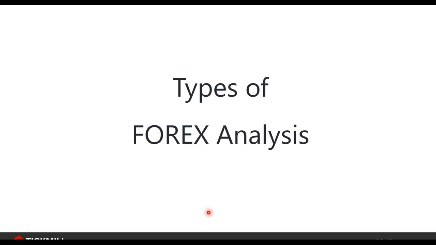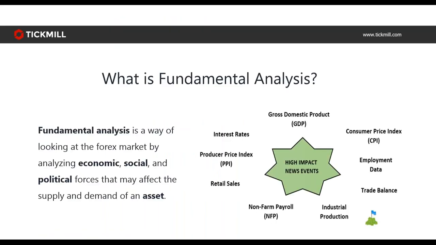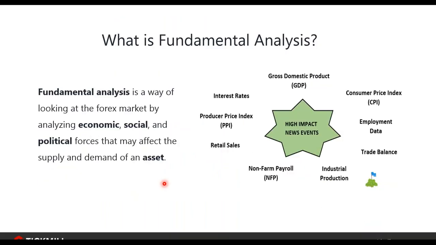Okay, next, when you're trading, syempre, hindi naman tayo nanghuhula lang dito. We're actually not guessing what the market will do. So, there are analyses that can help us in making decisions when you're trading. So, first, there are three basic types of Forex analysis. There's the fundamental analysis, technical analysis, and sentiment analysis. So, isa-isahin natin yan. What is fundamental analysis?